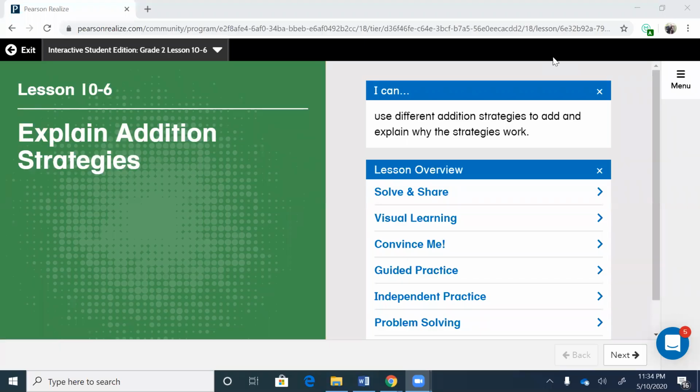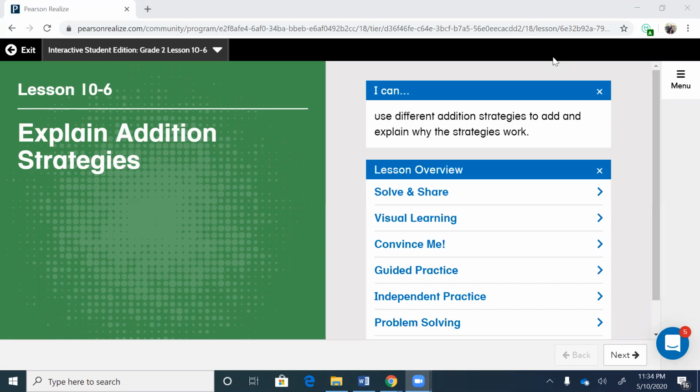Hi everyone, it's time for math. Today we are on lesson 10-6, explain addition strategies. I can use different addition strategies to add and explain why the strategies work.